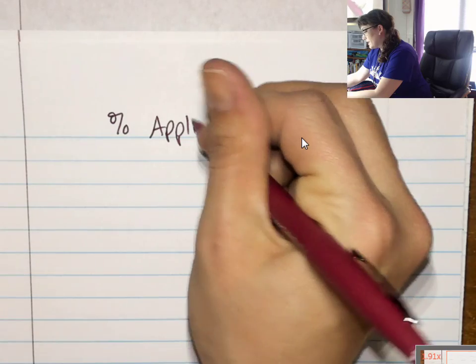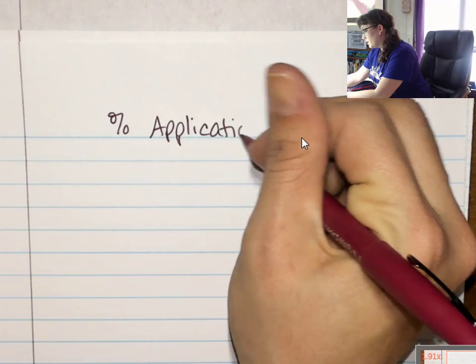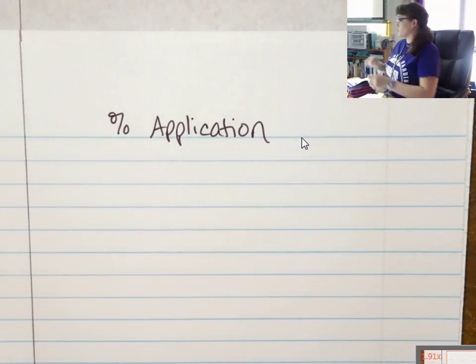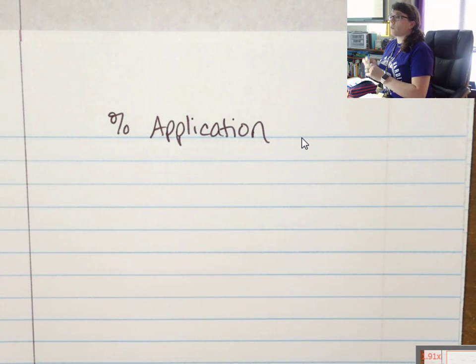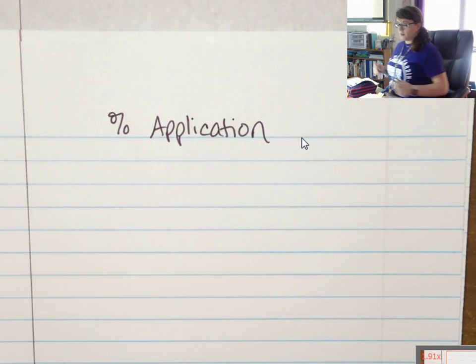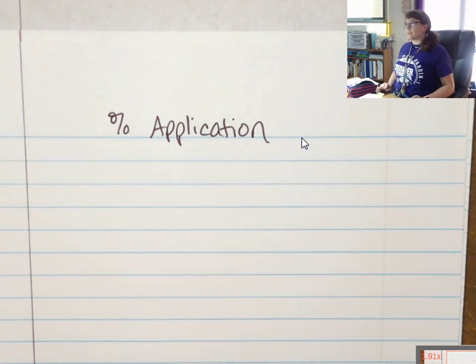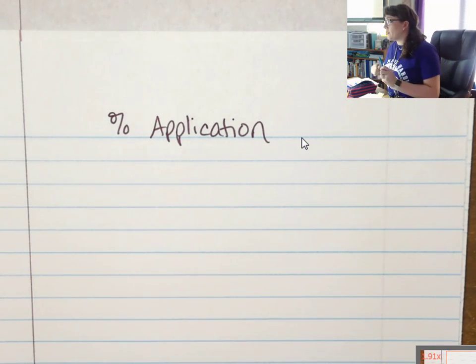This lesson is just going to take all of the percents and shove them together into one big lesson. Remember that you have the choice between using a decimal and multiplying or the proportion. It's completely up to you. Okay?